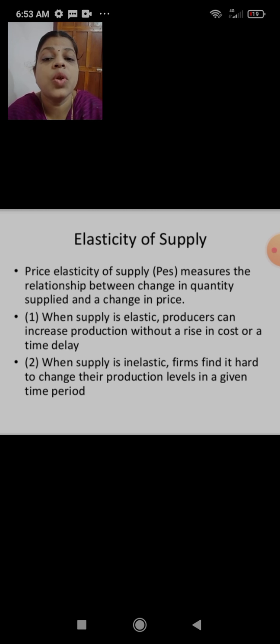In my next module, I will explain the different coefficients of the price elasticity of supply. I hope the explanation of the definitions of supply and elasticity of supply is clear for you.